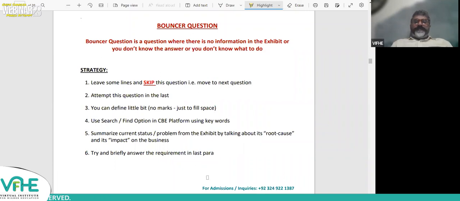How many of you have faced or experienced a bouncer question in SBL? Please write to me that you had no idea what this was. Either there was no information in the exhibit, or you did not know anything. No, Sama, incorrect.